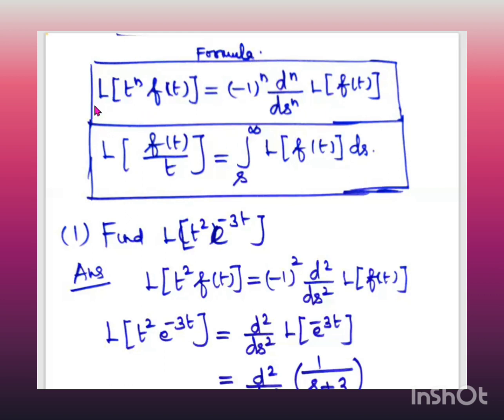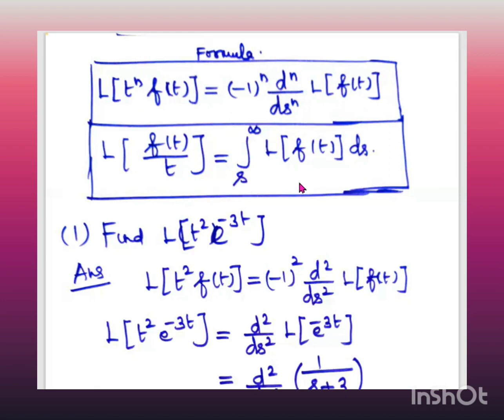First formula is L of t power n f of t, which is equal to minus 1 power n, d power n divided by ds power n, L of f of t. For example, L of t f of t is equal to, instead of n, you substitute 1: minus 1 power 1, d power 1 divided by ds power 1, L of f of t. So it is minus d by ds of L of f of t, when L of t f of t.